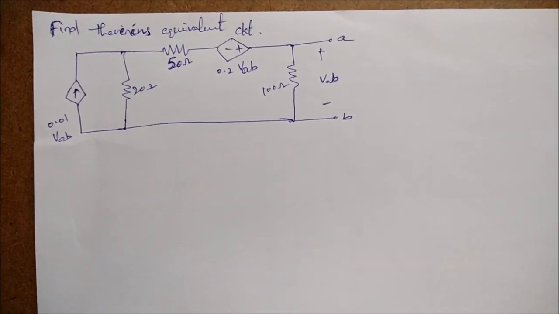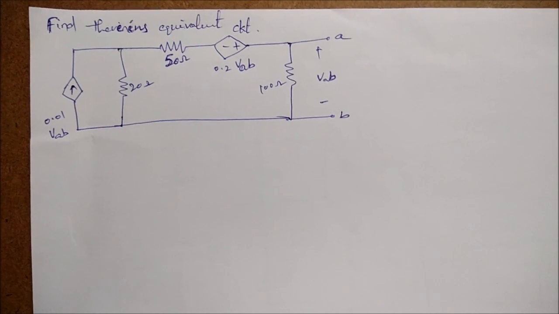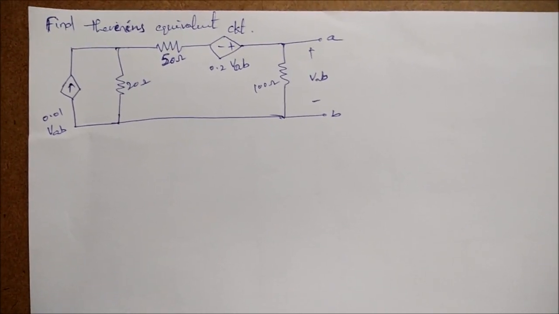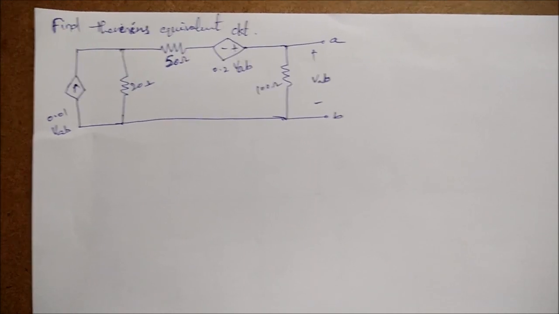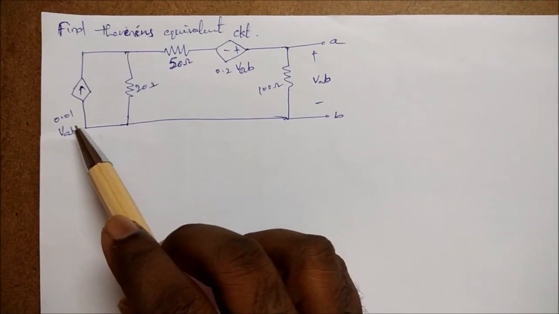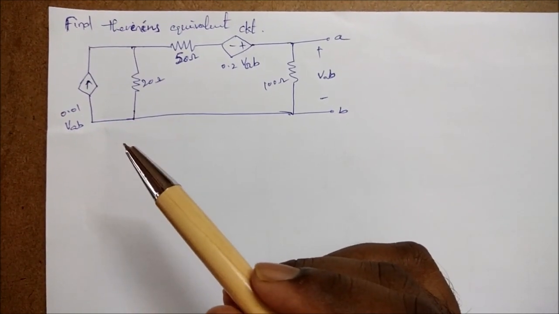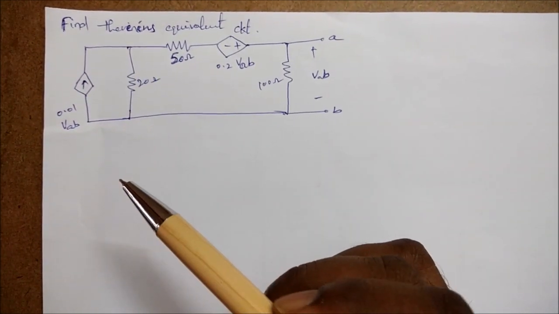In previous videos we have already seen model 1 and model 2 of the Thevenin's theorem. Now this is model 3. In model 3 the circuit consists of only dependent sources. So now we need to find out the Thevenin's equivalent circuit.